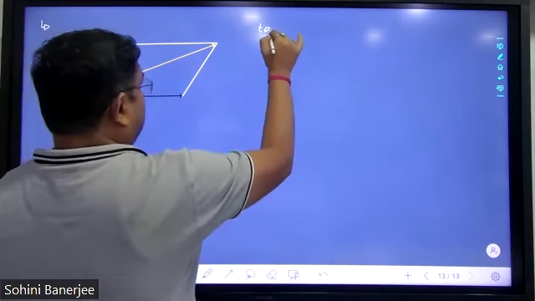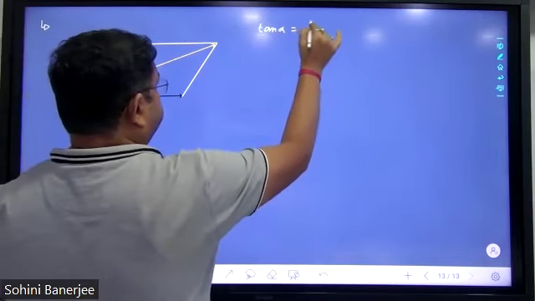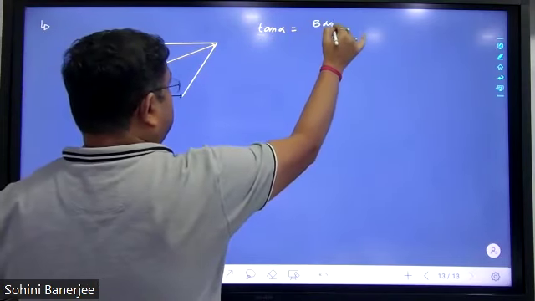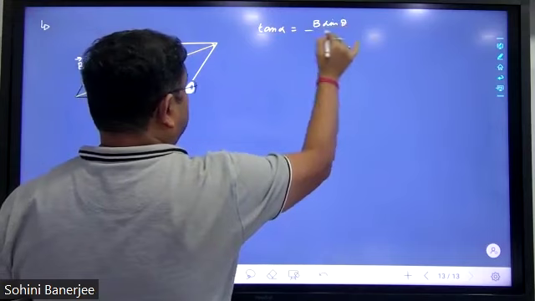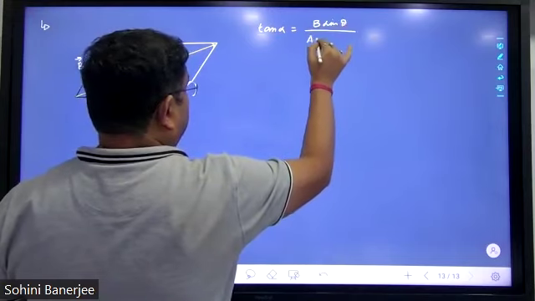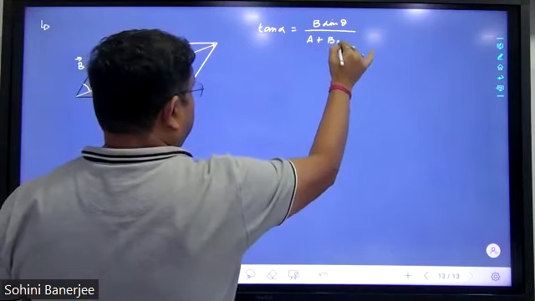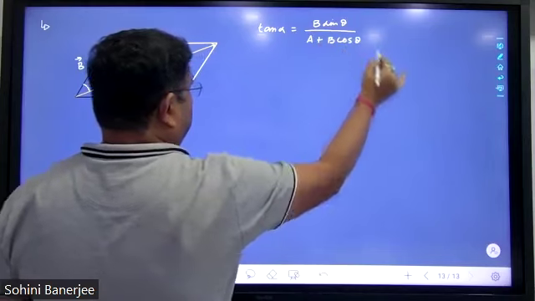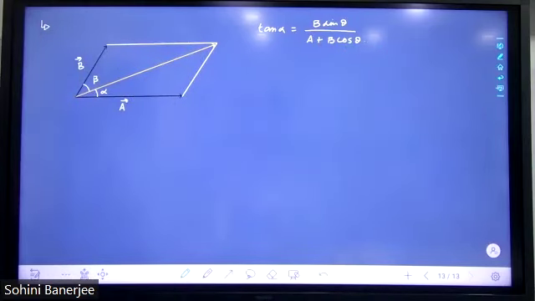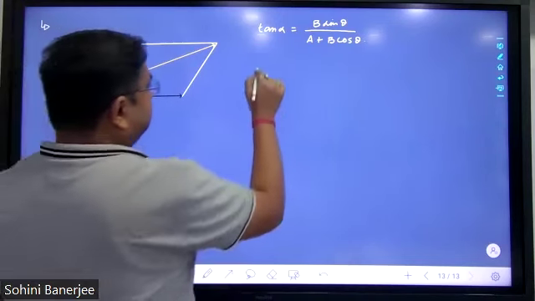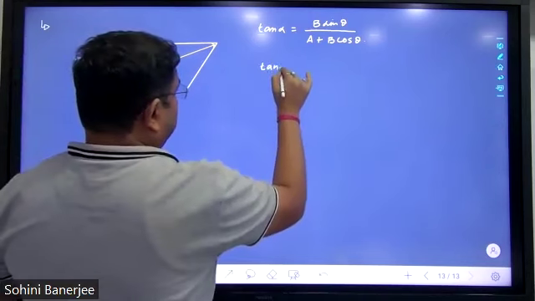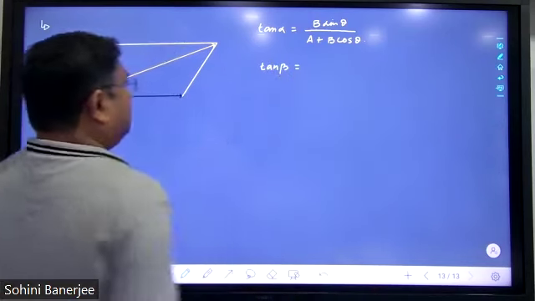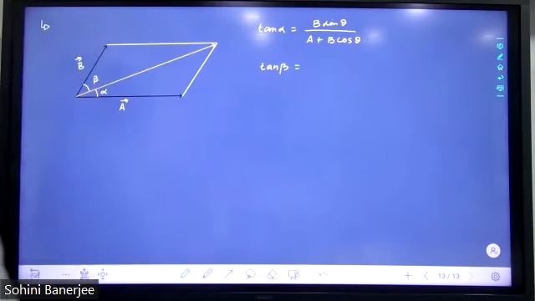So tan alpha equals B sin theta by A plus B cos theta. And tan beta is A sin theta.